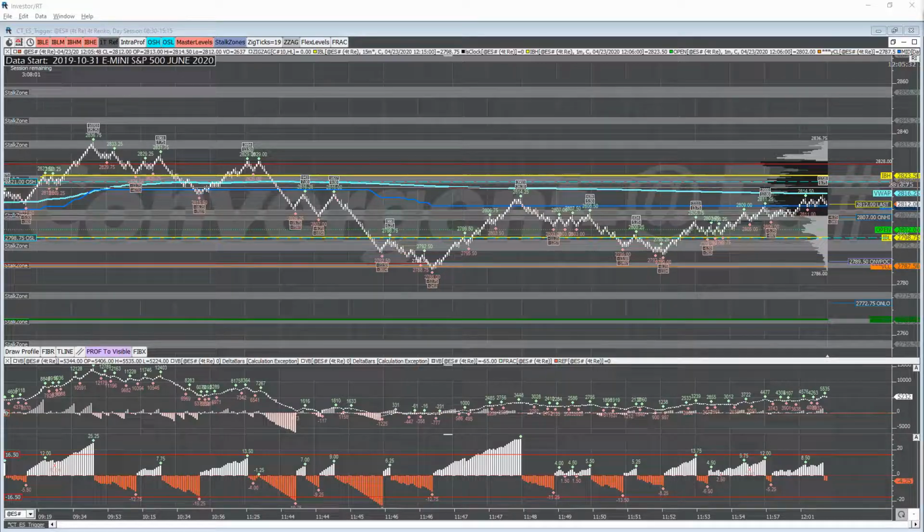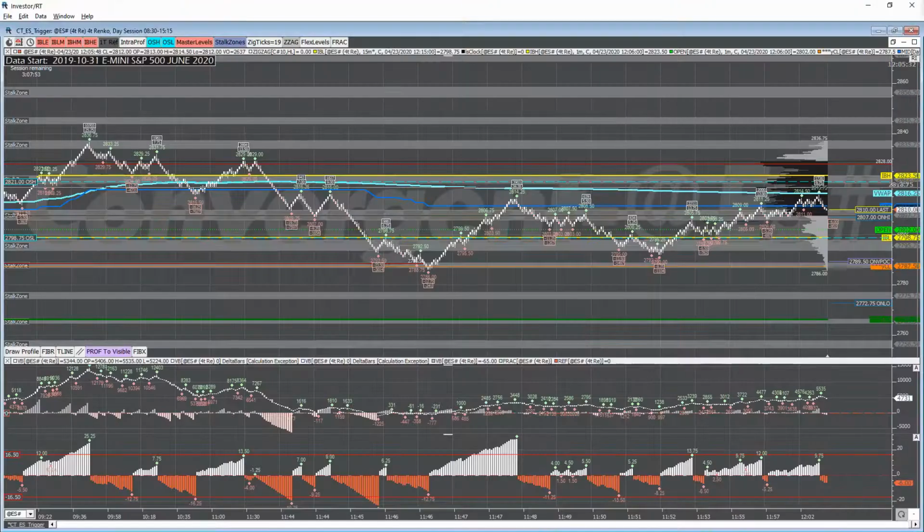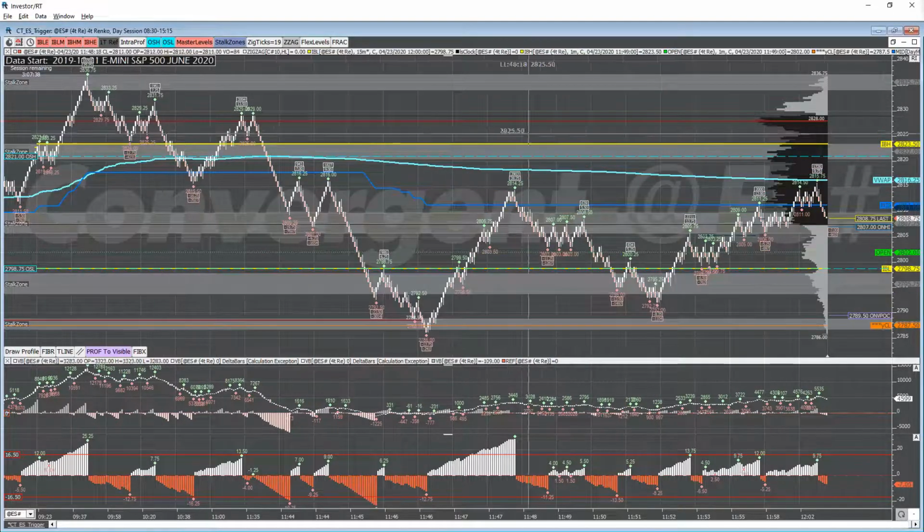The next thing I wanted to discuss here is zippers and what they tell us in real time. What a zipper tells us in general in real time is that the market has made a move. So I'm going to use the real-time conditions here. Let me expand my chart a little bit. Let's go to 60.